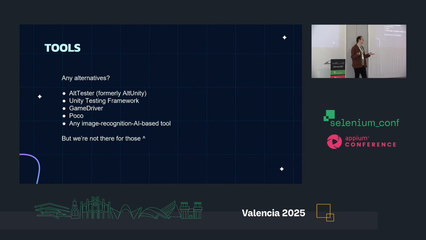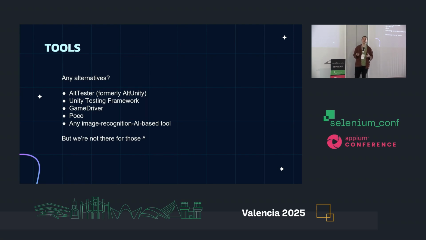And if Appium doesn't work out of the box, do we have any alternative for game testing? On the screen you can see a few examples of those tools. The most popular is AltTester, it's a Unity testing framework, already mentioned, it's GameDriver, it's Poco, or you can use some new AI-based image recognition frameworks that can identify your element on the screen based on some text description.